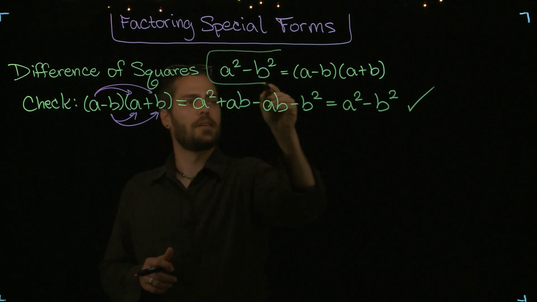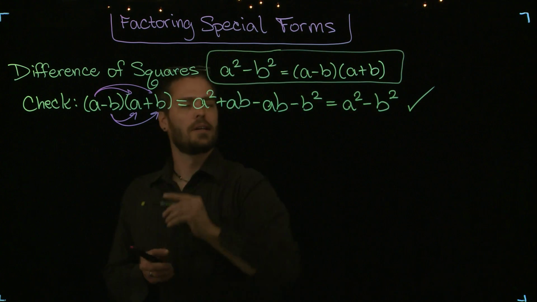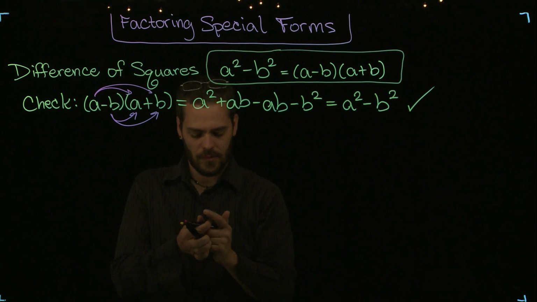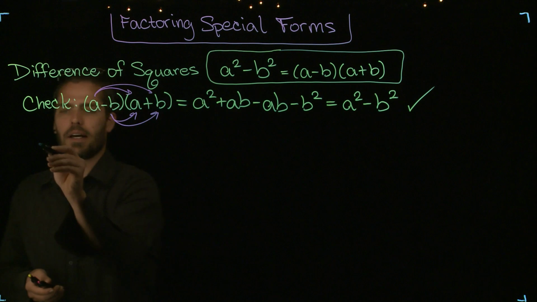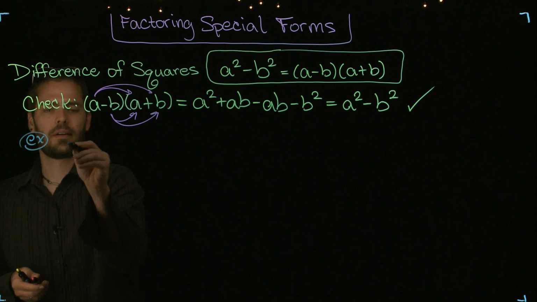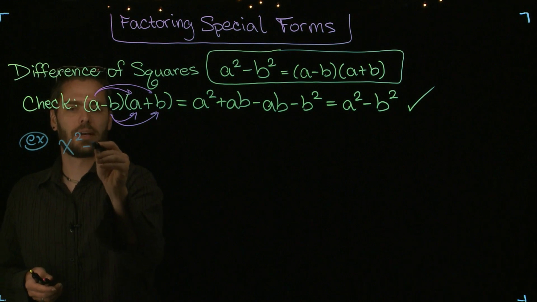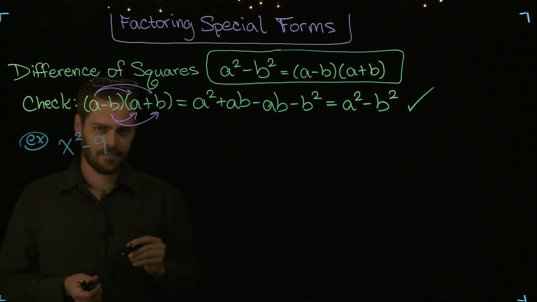Okay, I'll put a box around this. This is the rule that we're going to use. That's kind of the general pattern to know when looking at examples. So let's take a look at, for example, x squared minus 9.